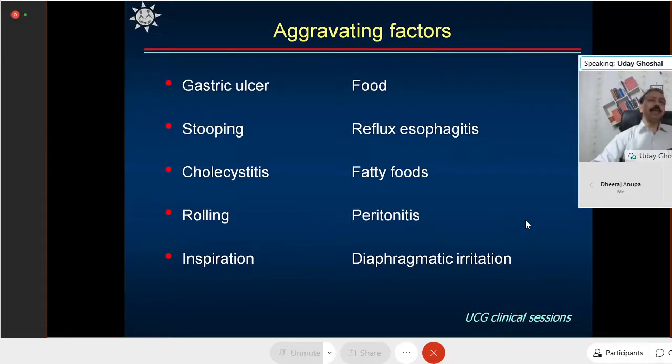Aggravating factors: gastric ulcer, food; stooping forward, reflux esophagitis; cholecystitis, fatty food, because fat increases gallbladder contraction. Rolling aggravates peritonitis. That's why a peritonitis patient will be lying stand-still. They don't want to move. Inspiration increases the pain because of the diaphragmatic movement.